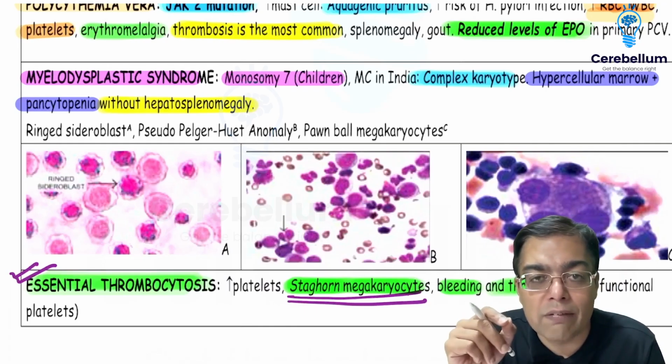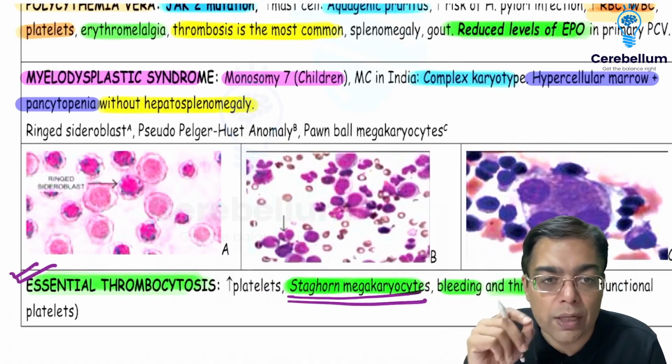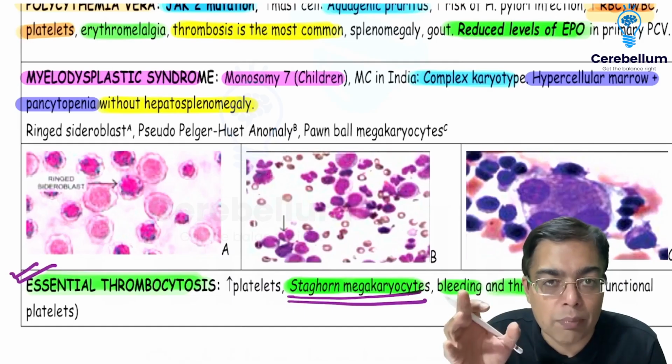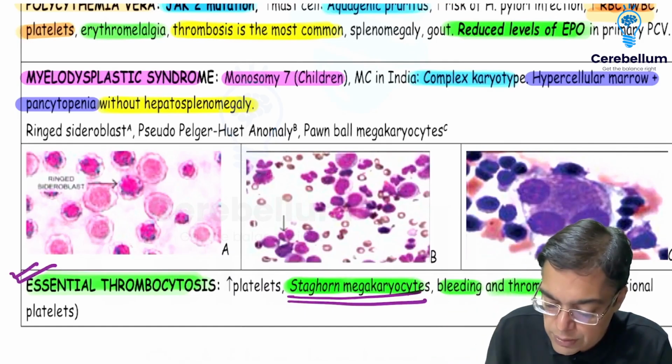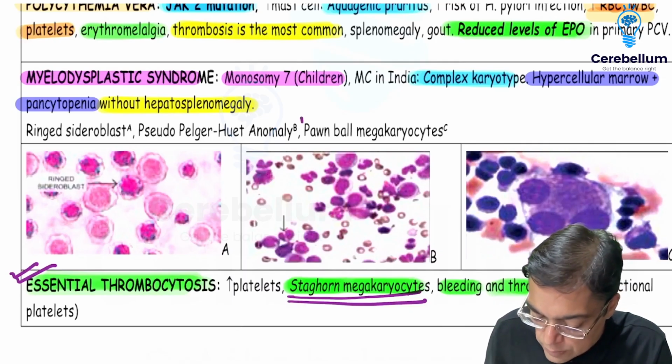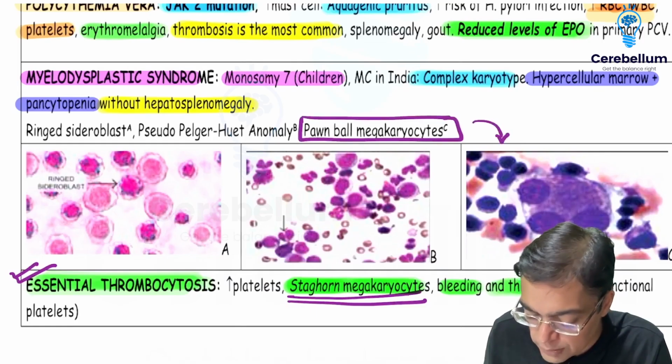The other finding in these patients is that they could have megakaryocytes in which the nuclei are fragmented. When there is nuclear fragmentation in the platelet precursors, that is associated with the term pawn ball megakaryocyte. Pawn ball megakaryocyte.